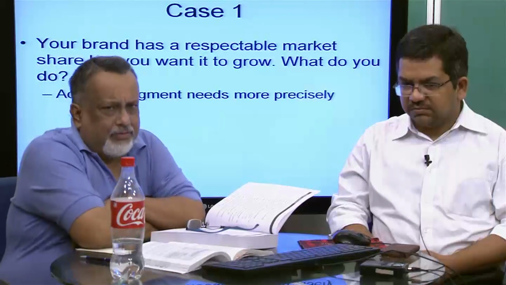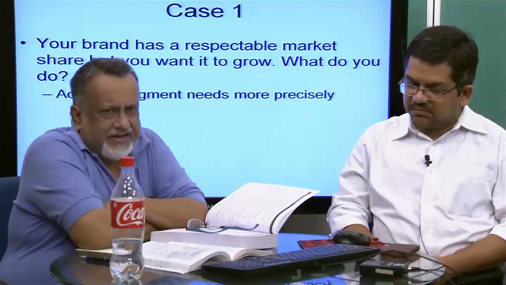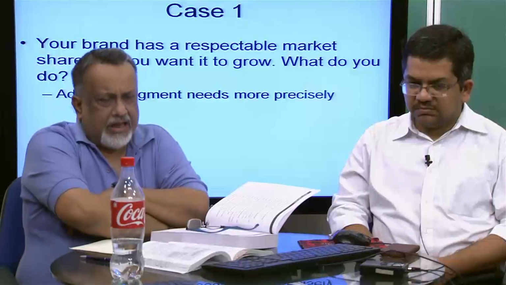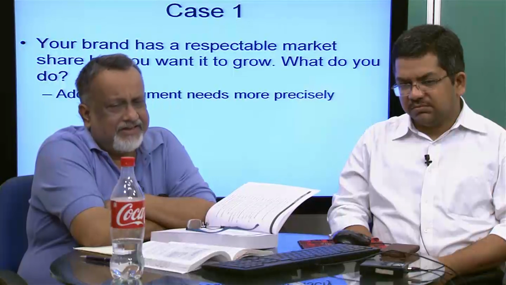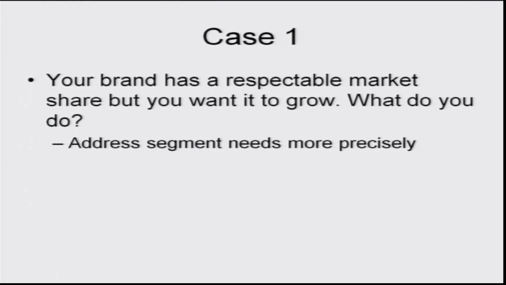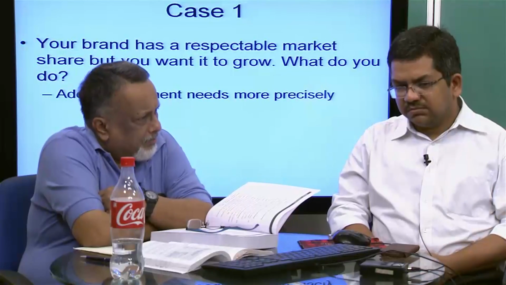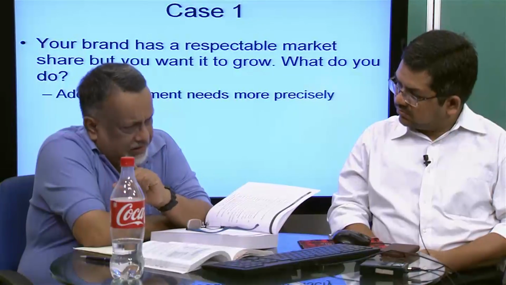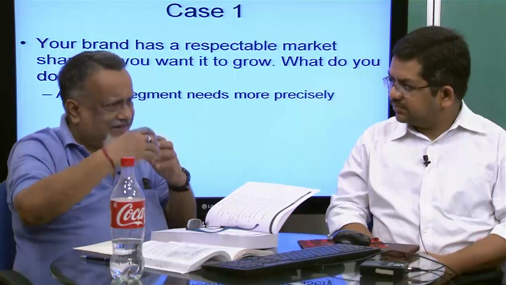I will now take up a few cases or situations which will illustrate these various issues, and it will become clearer. Say, for example, your brand has a very respectable market share, but you want it to grow. We can take a particular brand of toothpaste, say Colgate, which is very famous, a dominant incumbent brand, and it is not so easy for a large brand like Colgate to increase its market share because a certain kind of inertia sets in.